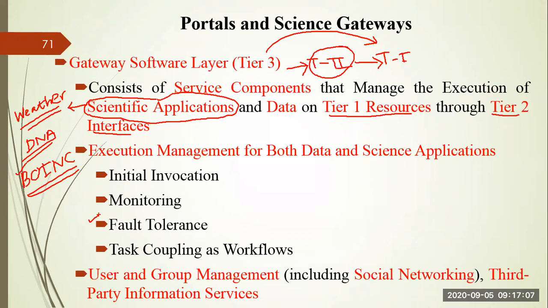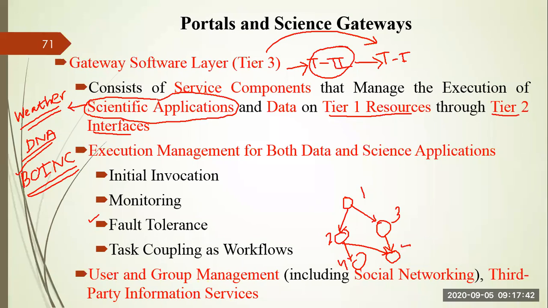The last one is that it also provides task coupling as workflows. You can merge two tasks, you can split tasks, or you can arrange the tasks in such a manner that they are executed on the resources. Generally, these workflows are just like a directed acyclic graph. Whenever you are executing, you have to decide which task is assigned to which resources. For example, let's say the tasks are 1, 2, 3, 4 and 5.